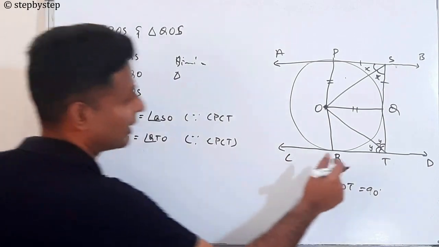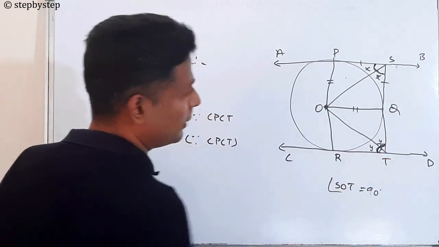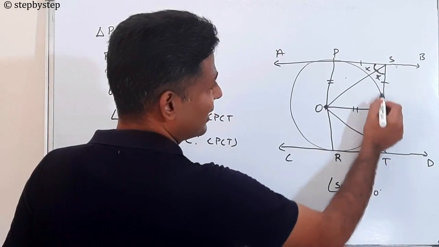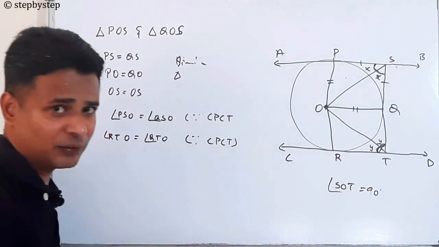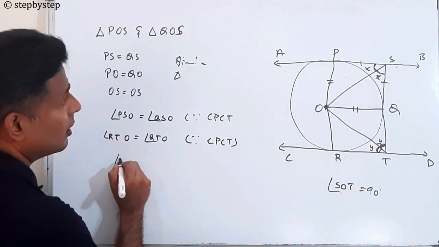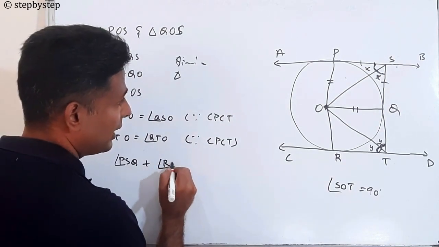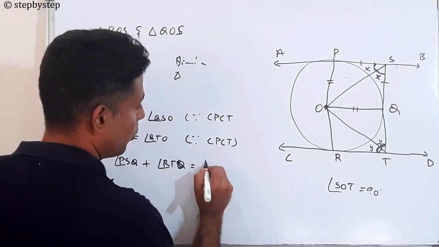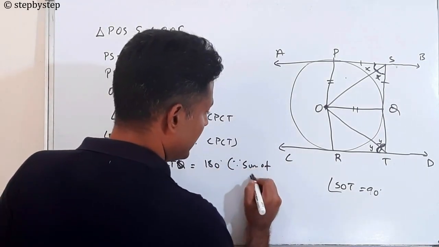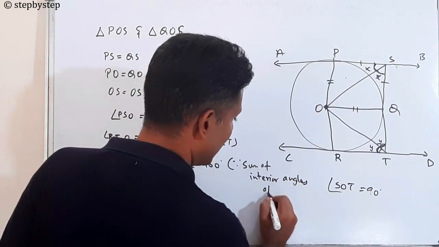So now we have these two angles are equal, right? Now if you see, this whole angle plus this whole angle will be 180. Do you know why? Because they have said these two tangents are parallel and this is another tangent, which means it acts like a transversal. So we'll have angle PSQ, this whole angle, plus angle RTQ equal to 180 degree. What is the reason? Sum of interior angles of a transversal.